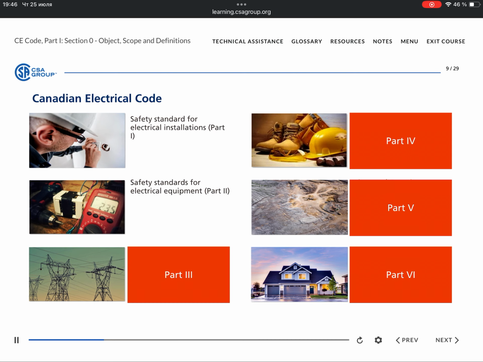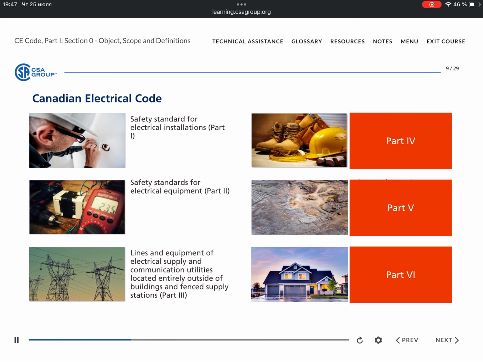A simple way of looking at the differences between Part 1 and Part 2 of the code is that Part 1 applies to installations on private property, while Part 2 covers installations on public property. Part 3 of the Canadian Electrical Code covers overhead and underground lines and equipment used by electrical supply and communication utilities located outdoors, sections of building used for that purpose, or fenced supply stations.